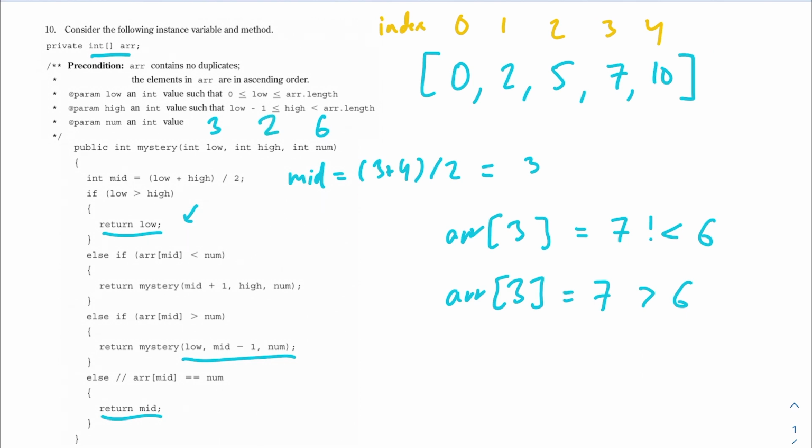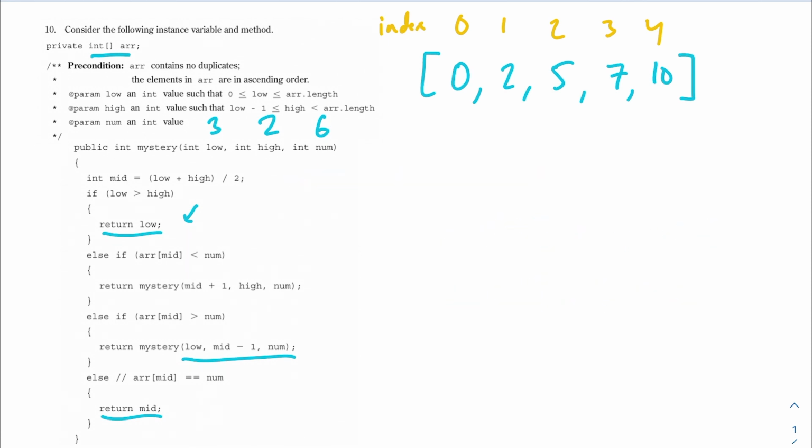So now we have 3, 2, and 6 as our parameters. So let's run through the code again. So we get mid is equal to (low + high) / 2. So (3 + 2) / 2. 5 divided by 2, so 2.5, but then we truncate it to just 2. We check whether our low is greater than our high, so we have 3, is 3 greater than 2? Yes, it is.